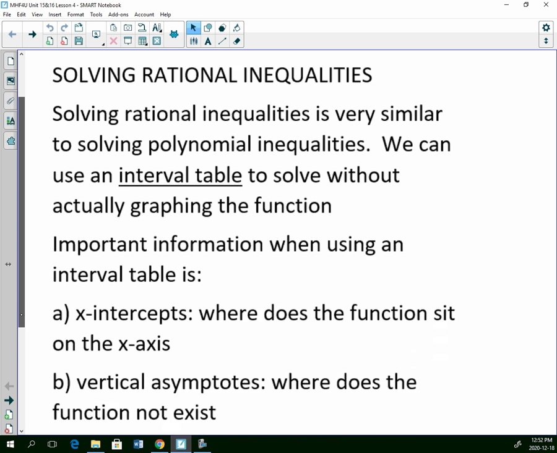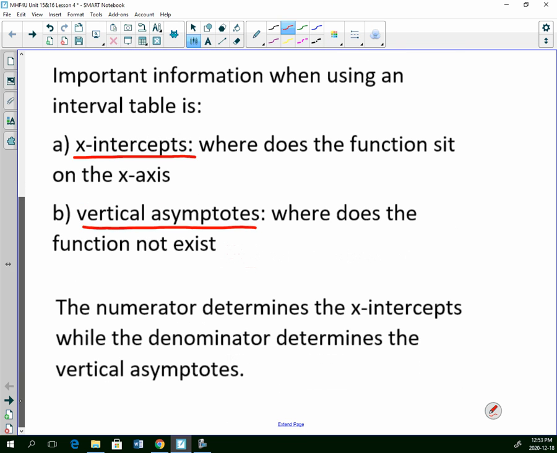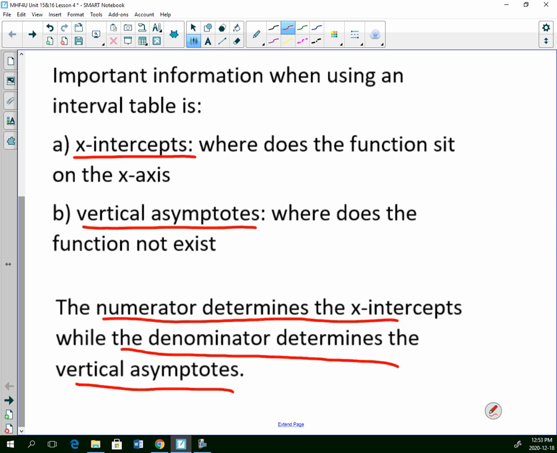So the important parts of the interval table are the x-intercepts, because that's where the graph sits on the x-axis, and so it will change from going above to below or vice versa. The other important feature is the vertical asymptotes, because again, that's a point where the graph is probably going to change from being above or below or vice versa. Okay? So in a rational function, the numerator is what determines the x-intercepts, and the denominator is what determines the vertical asymptotes.